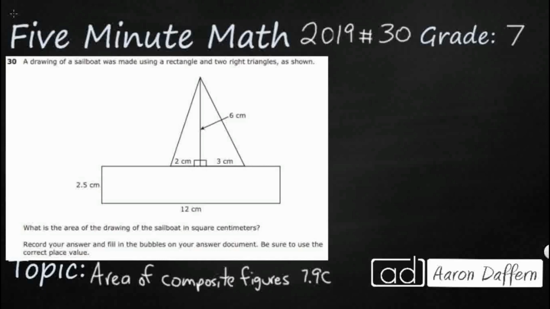Today we are looking at the 7th grade concept of area of composite figures. This is standard 7.9C in the great state of Texas, and we are using item number 30 of the 2019 released STAAR test. If you have not done so already, please go ahead and take a moment to pause the video, work this problem out on your own, unpause it, and then we will look at our answers together.